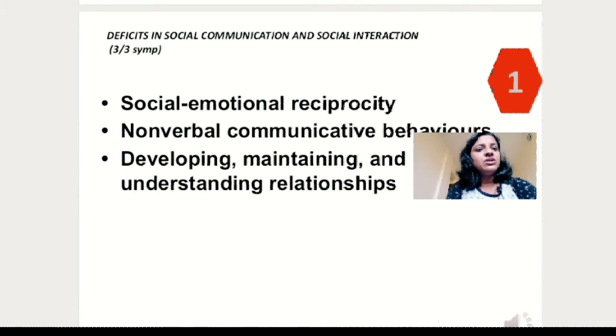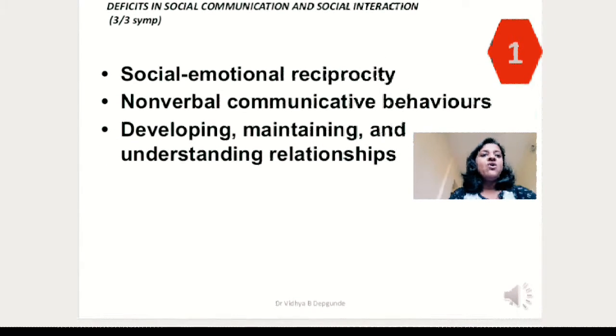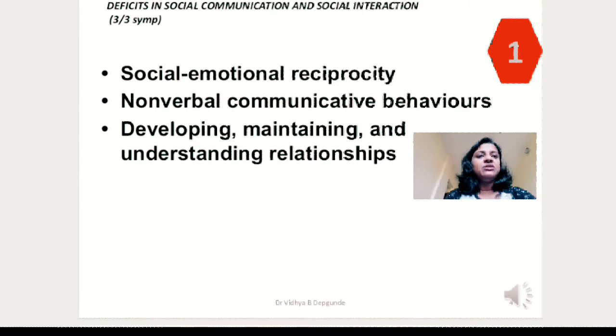When I say social emotional reciprocity, it means that the person having autism will have difficulty in initiating conversations and in continuing conversations with somebody in social situations. The person will have difficulty in sharing objects and sharing emotions. Like everyone is happy, he has to be happy, and he has to understand why everyone is happy. So sharing of emotions and objects, initiating communication, continuing communication, all that is affected under the first point.